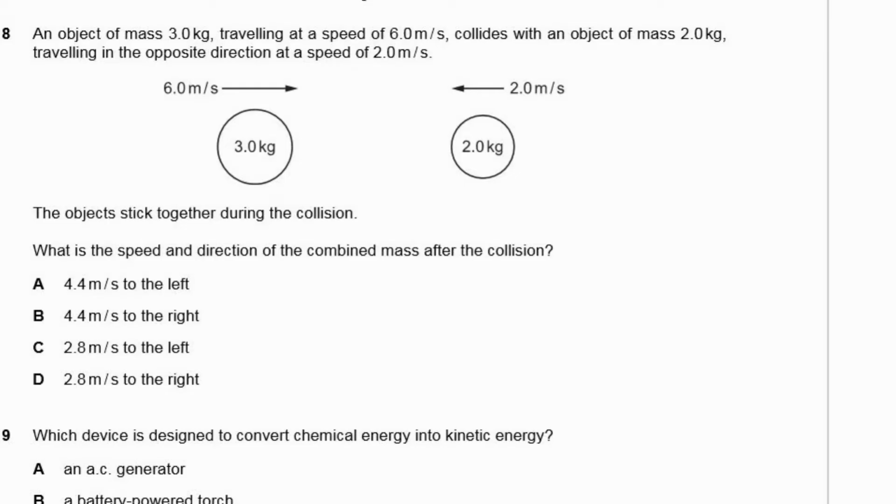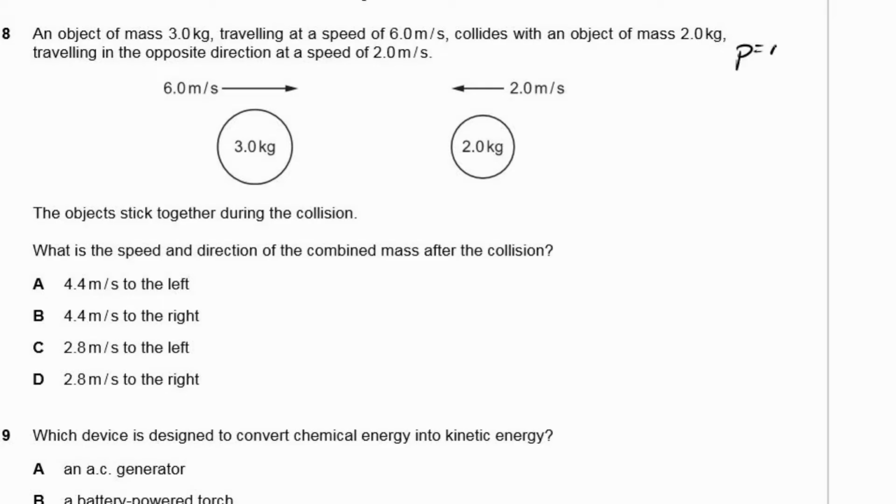Okay, so what we're going to use here is our conservation of momentum. The momentum at the start is going to be equal to the momentum at the end, and that's always true, but the total momentum. So we're going to look at the momentum of each object individually. We're going to add that together, and that will give us the initial momentum, and that will be the same value as the momentum at the end after the collision, when the two masses have combined.